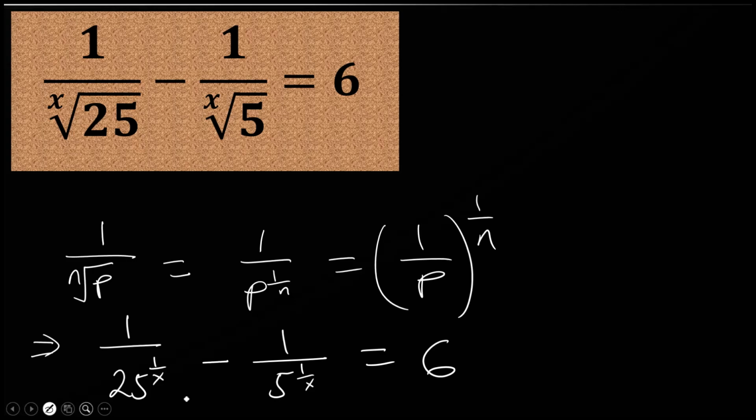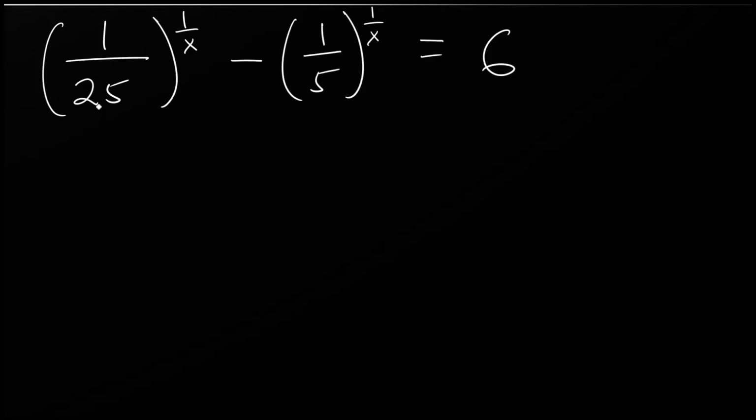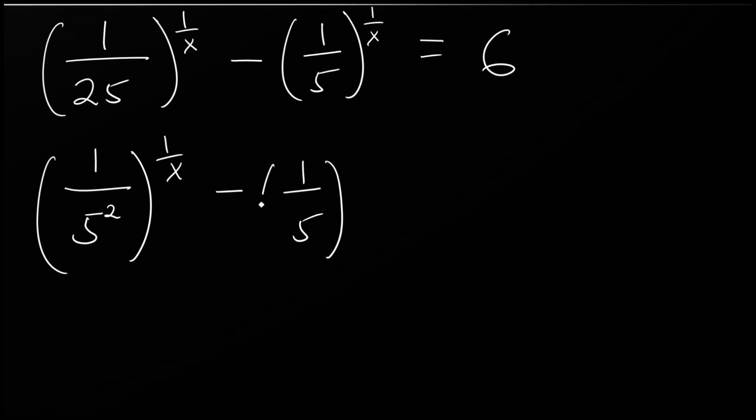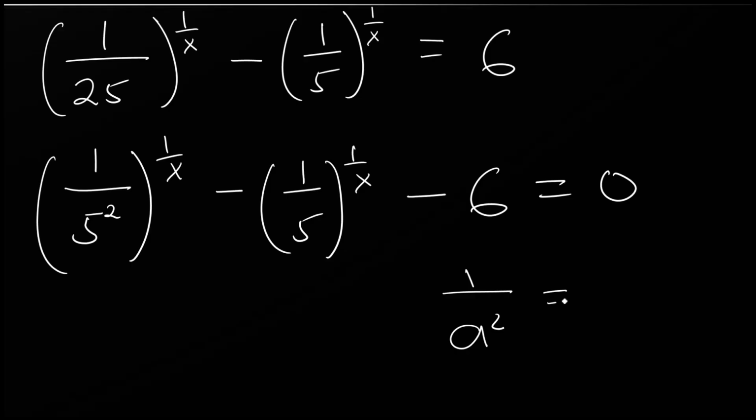So from here we can write this one as 5 squared. So 5 squared is the same as 25, minus 1 on 5. So let's bring the 6 in: minus 6 equal to 0. Now when we have 1 on a squared, it is the same as 1 on a all squared. So we can bring the power out.